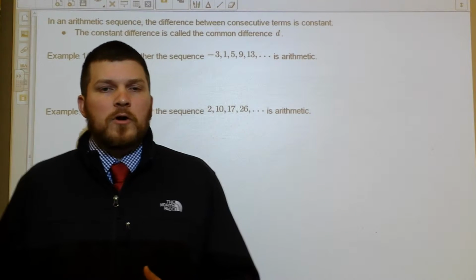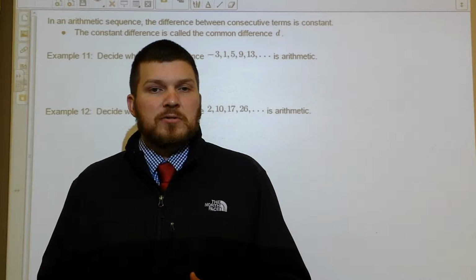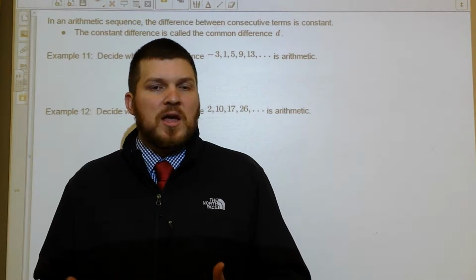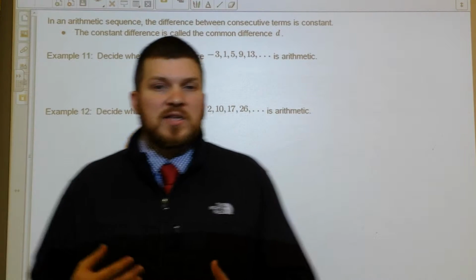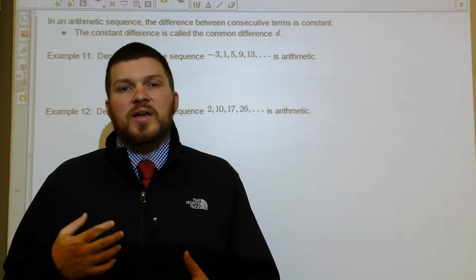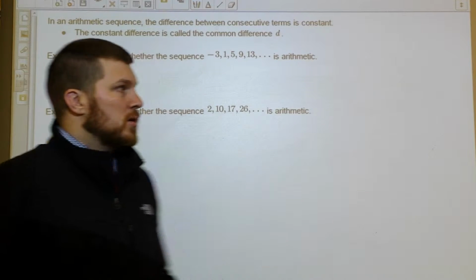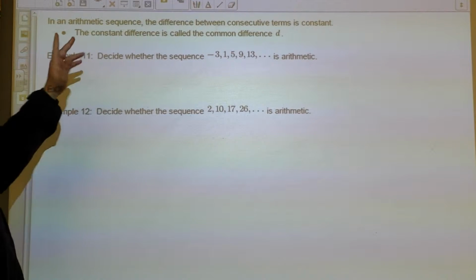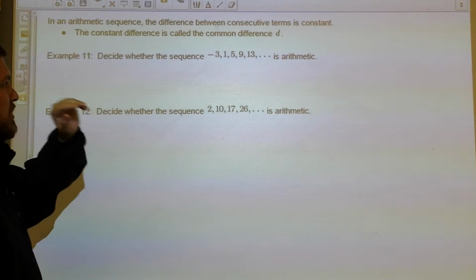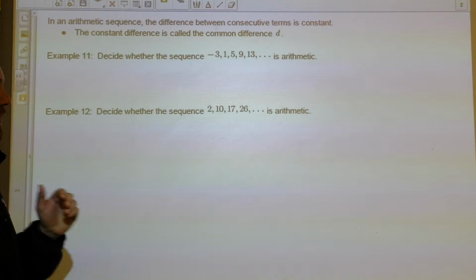In this video, we're focusing on a special type of sequence called an arithmetic sequence. The biggest thing about an arithmetic sequence is that there's always what's called a constant difference between consecutive terms in the sequence. So, here's an example. We're going to decide whether or not this sequence is arithmetic. So we're looking for a constant difference.